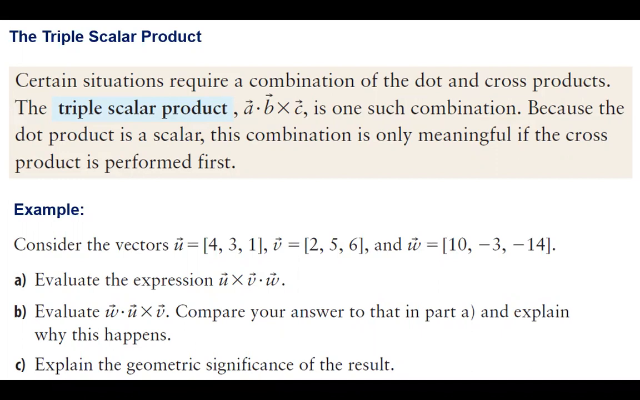So, for example, consider the vectors u, which is (4, 3, 1), v is (2, 5, 6), and w is (10, -3, -14). Can you evaluate the expression u cross v? Then find the dot product of u cross v with w. Then evaluate vector w dot product with u cross v. Then compare your results in parts A and B and explain why this happens. Last, explain the geometric significance of the result. Okay, I'll give you 3 minutes to have a look at this example by yourself.